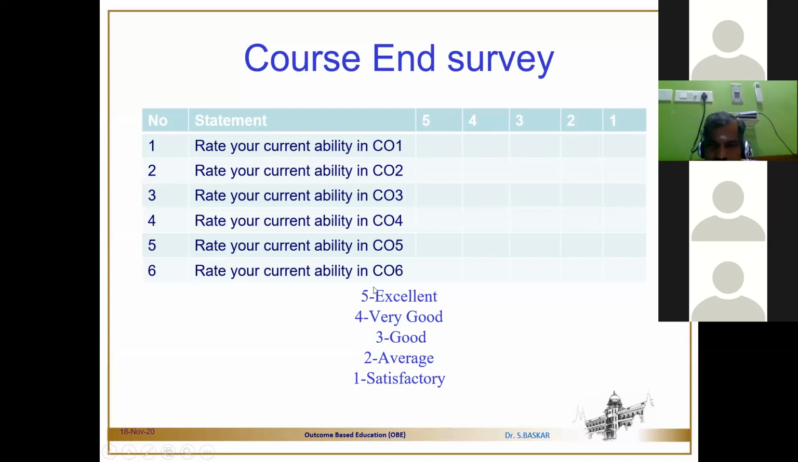Here, the corresponding linguistic labels also attached here. I think the management people will very well know about the design of questionnaire, how to frame a questionnaire for getting opinion of various stakeholders. I think you will be well versed. Here, there are some standard linguistic label attached to each and every number. 5 is excellent, 4 is very good, 3 is good, 2 is average, and 1 is satisfactory.